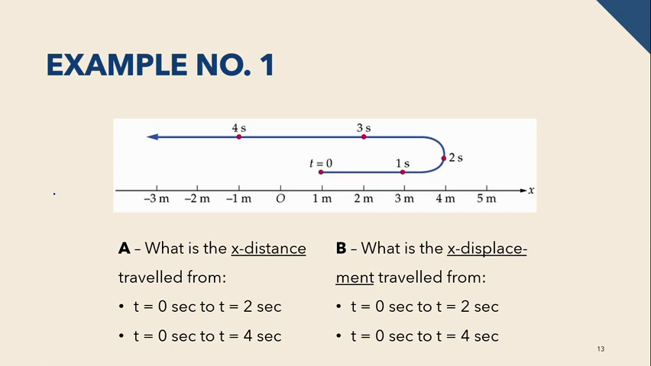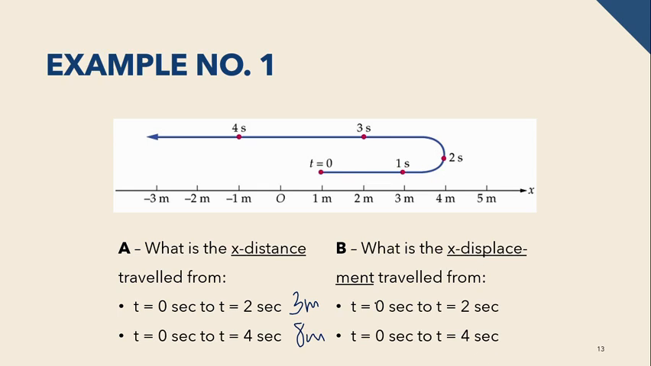Okay, example number 1. So for part A, we need to find the x distance traveled from t equals 0 seconds to t equals 2 seconds. This means you can ignore this vertical bit, just focus on the horizontal. Okay, so t equals 0 to t equals 2. We're going to go over 1, 2, and 3. So the distance you traveled is 3 meters. Now we're going to do it from t equals 0 seconds to t equals 4 seconds. So we're going to go over 1, 2, 3, 4, 5, 6, 7, 8. You traveled 8 meters.